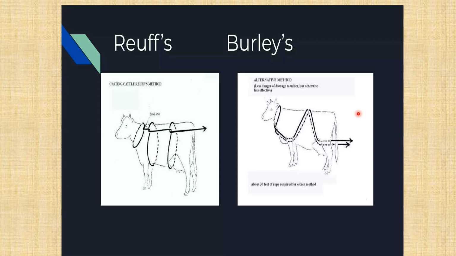So Burley's technique is another way of putting the rope. It is already shown that the length of rope is required for both methods. We should have a cotton rope, or sometimes one made from waste material from a coconut garden.